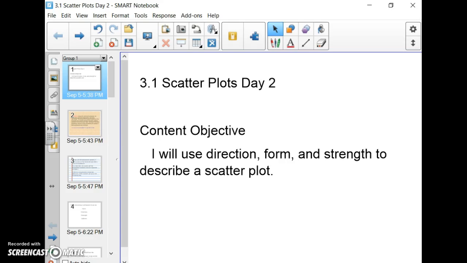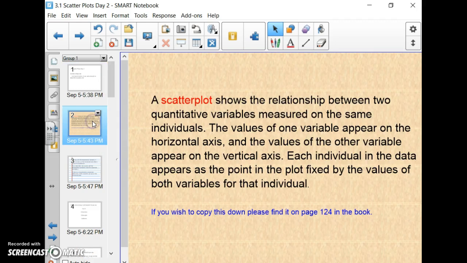Alright, today's lesson was basically day 2 of scatterplots, and the content objective was: I will use direction, form, and strength to describe a scatterplot. Now, we didn't actually go over the definition of what a scatterplot is, but basically a scatterplot shows the relationship between two quantitative variables measured on the same individuals.